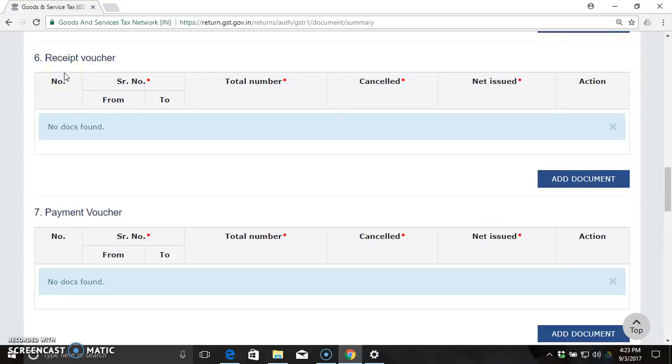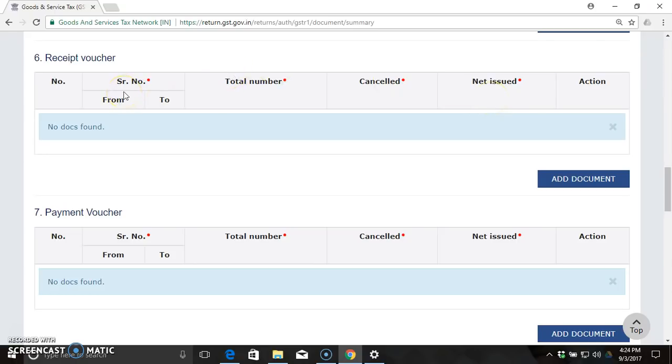Receipt voucher is basically raised for accepting advances. Whenever you receive advances, you raise a receipt voucher. So the receipt voucher serial number has to be tracked over here. Total number, cancelled and net issued.